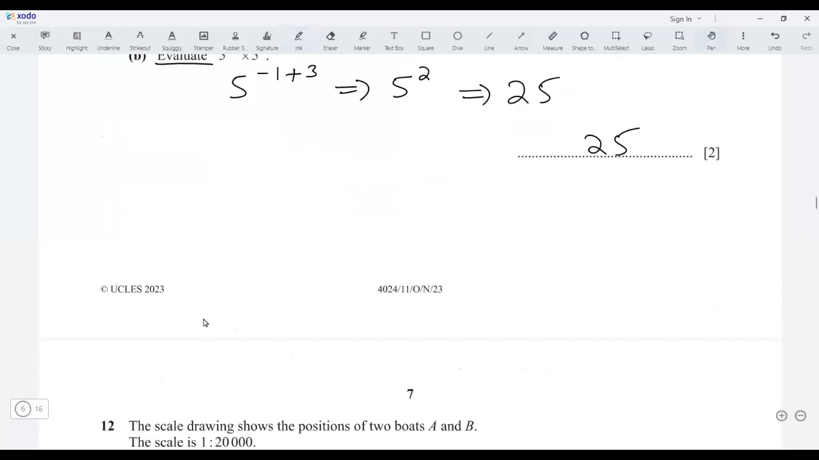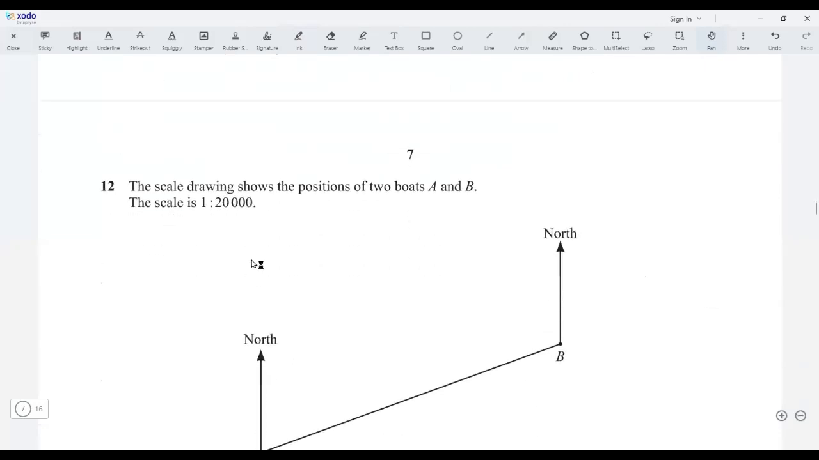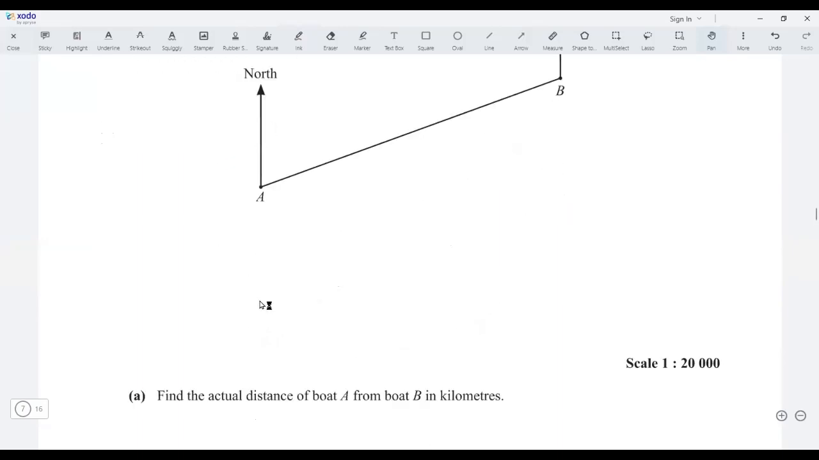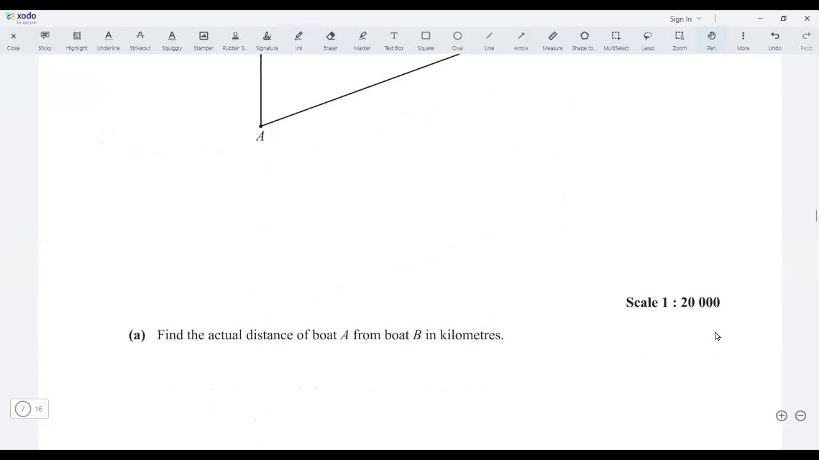So moving towards the next question, that is basically the maps and scaling question. We know that the scale is 1:20,000, and the positions of board A and B are mentioned. In this case, the scale has no units that we can see. So how do we simplify them? I'm just going to let you know what we have to do here. We have to find the actual distance.